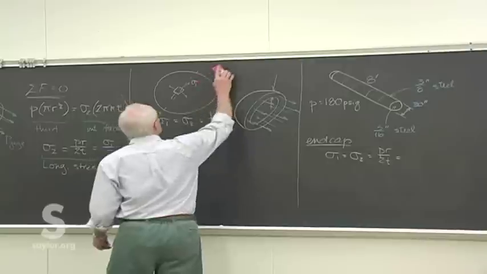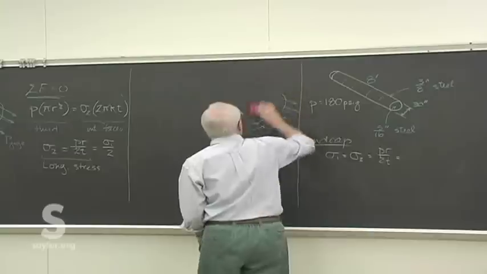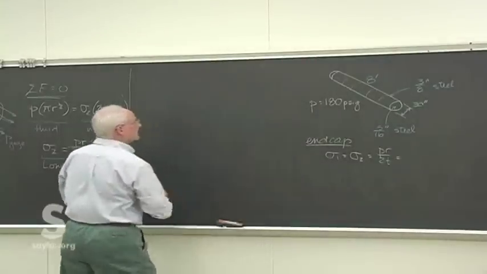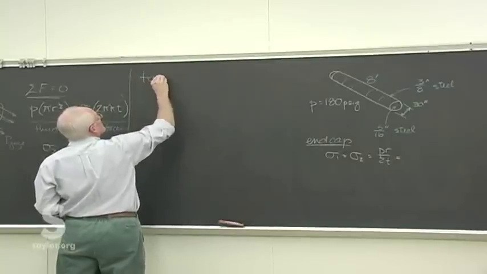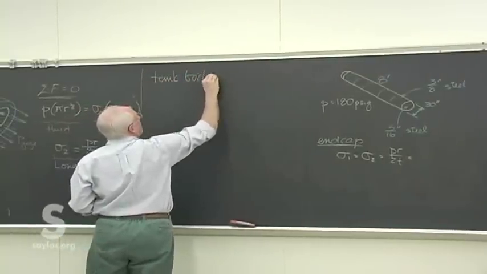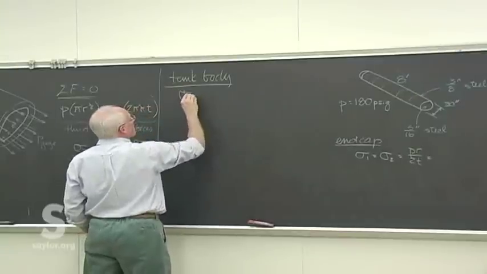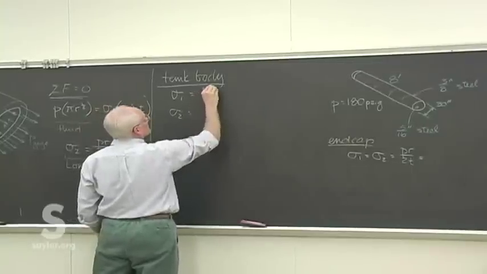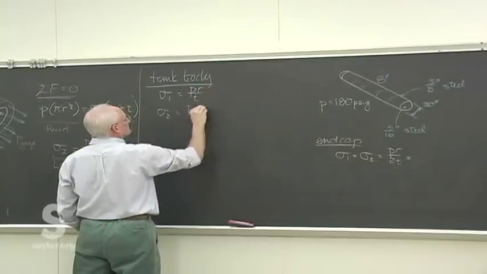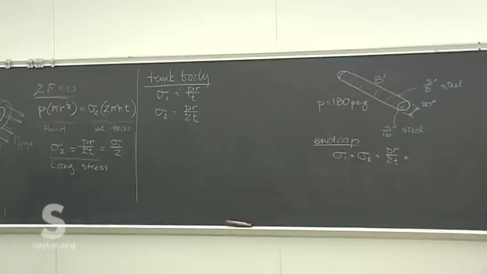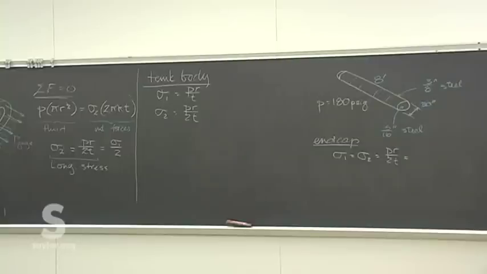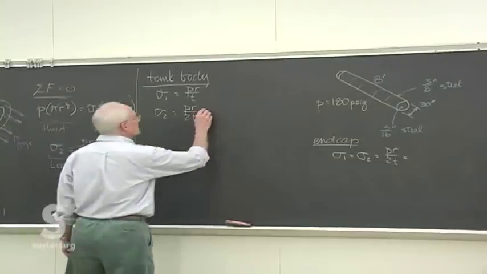And then in the body of the tank as well, we have two types of stresses to calculate: the hoop stress and the longitudinal stress. And then we can compare those against stress limits in steel. These happen to be well under that, so I don't have to bother with that. But just check the numbers, check your units.